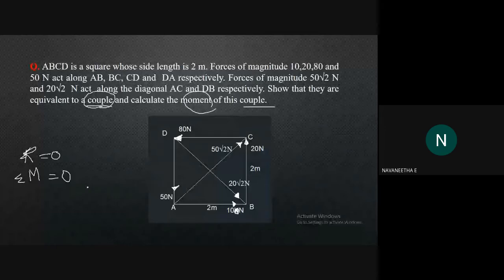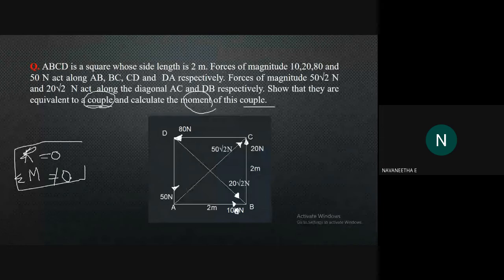For a couple, the resultant is 0, but the moment is not equal to 0. So this is called a couple. If the moment equals 0, the entire system is in equilibrium. If it is not equal to 0, then we can say the entire system acts as a couple. So we have to prove that R equals 0 and the moment has a value not equal to 0.